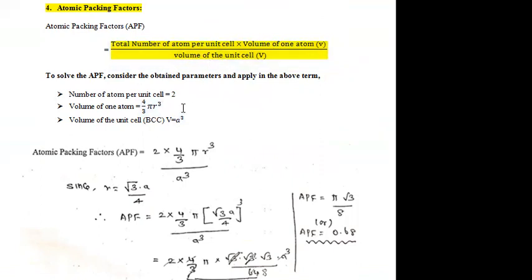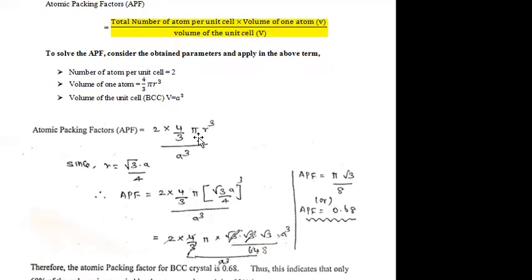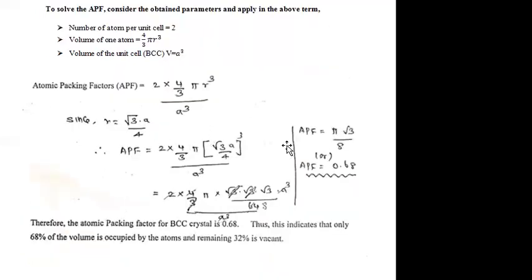Substituting these values in the above formula, we get 2 into 4 by 3 pi r cube by A cube. Since R is equal to root 3 A by 4, we substitute the value of R in this expression. Finally, we get APF is equal to pi root 3 by 8. On further solving, we can write APF is equal to 0.68. It shows that 68% of the volume is occupied by the atoms in the unit cell and the remaining 32% of the volume is vacant.